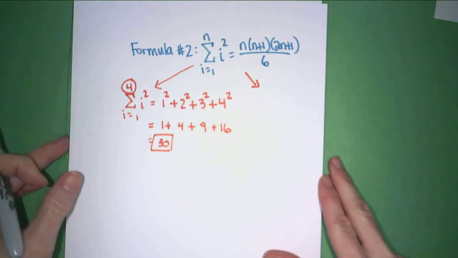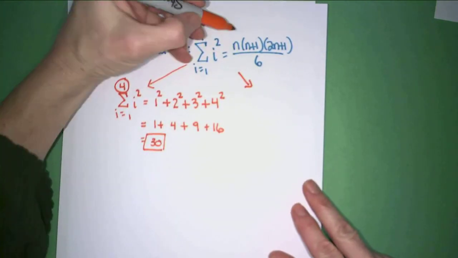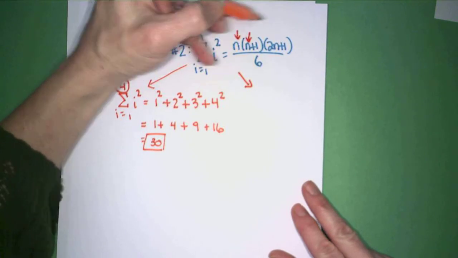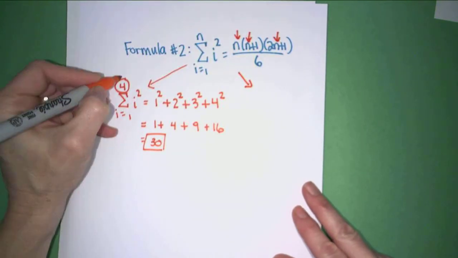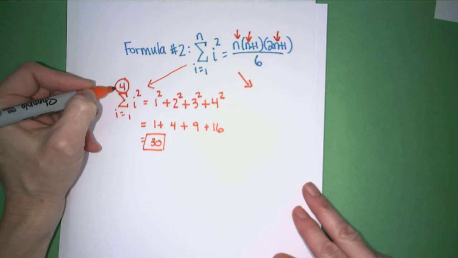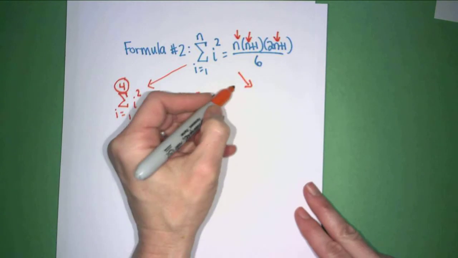On the right, we're going to replace all of these n's, this one, this one, and this third one, with 4, because our n over here is 4. So it will look like this.